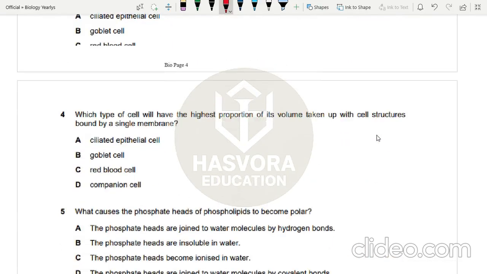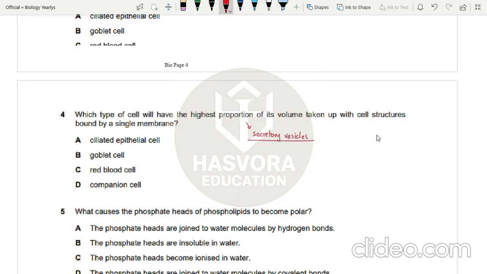Question 24 says which type of cell will have the highest proportion of its volume taken up by cell structures bound by a single membrane. So we know that all of these have single membrane structures. Now one thing you will have to think about here is what is the most abundant structure that you have seen in a cell. So my answer will be secretory vesicles because in animal cells they are present in an abundant amount.